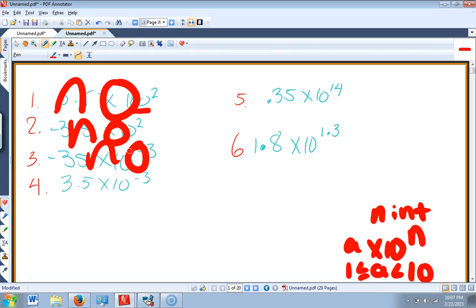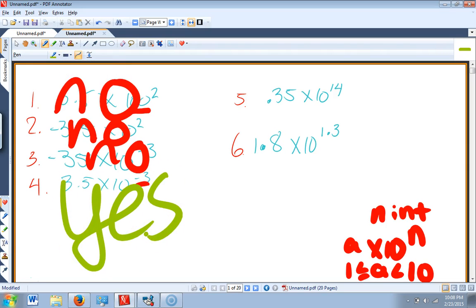All right, what about 4? 3.5 times 10 to the negative third. Maybe that negative integer is still tripping you up, that negative 3? But I'm going to tell you, it shouldn't, because 4 is a nice, wonderful problem, and it is written in scientific notation. The reason is because 3.5 is between 1 and 10, 10 is our base, and our n is an integer, so we're good. Yes, that one is in scientific notation.